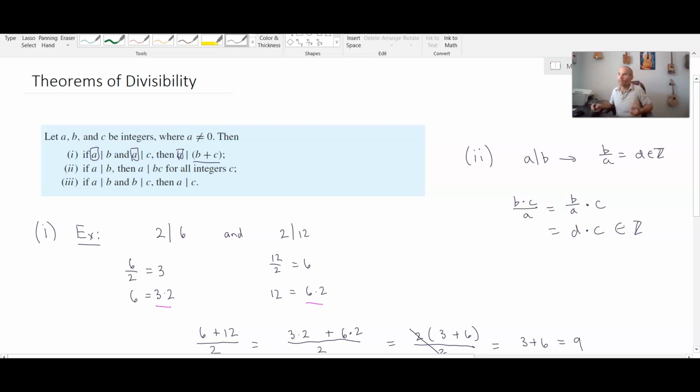And so this kind of just says that if B is divisible by A, another way we could interpret this is B is equal to D times A, and so we could replace B with D times A, and that means we'll have D times A over A, and the A's will cancel out, and we'll be left with D times C.